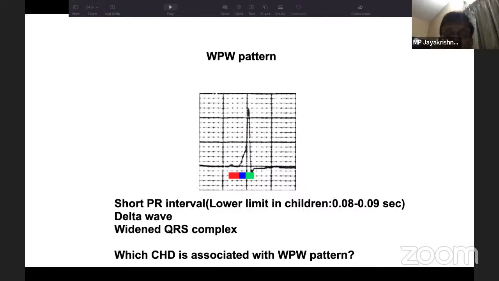Second, an initial slurred pattern of the QRS complex. Can you see that? That's called a delta wave. And third, a widened QRS complex because of this delta wave. So these 3 should be there to call it a WPW pattern. And can anybody name a congenital heart disease that is associated with the WPW pattern or syndrome? Is there any answer, Ajay?